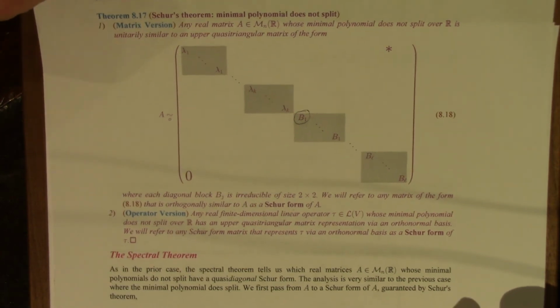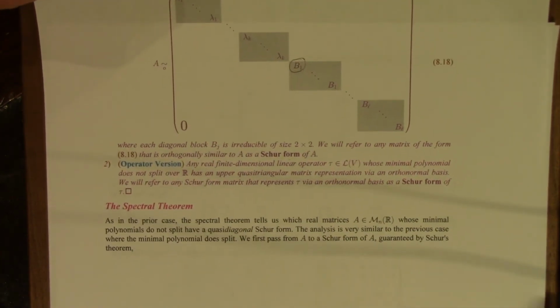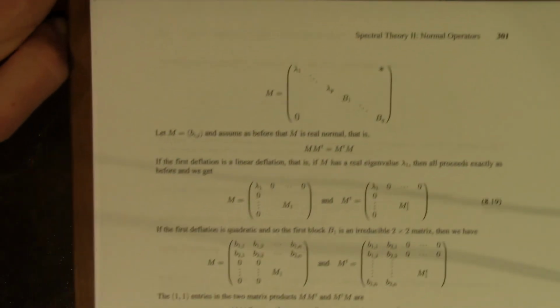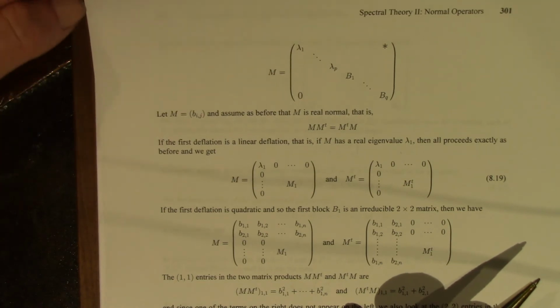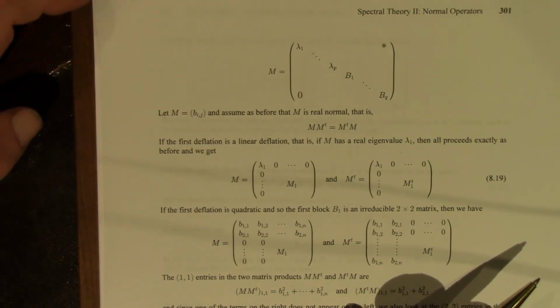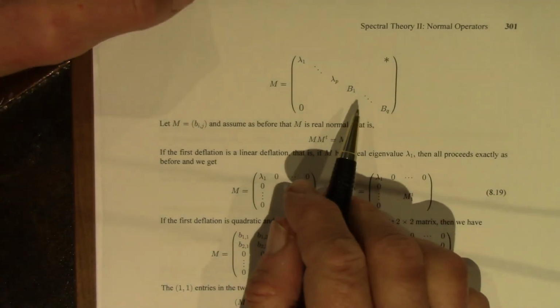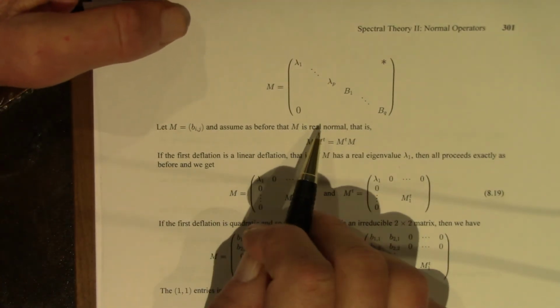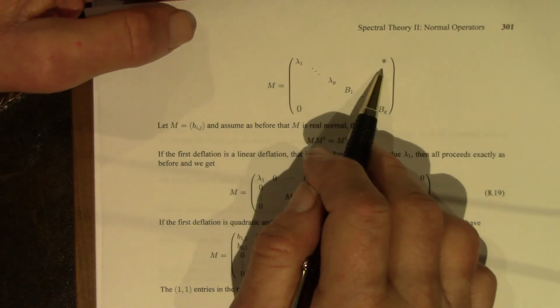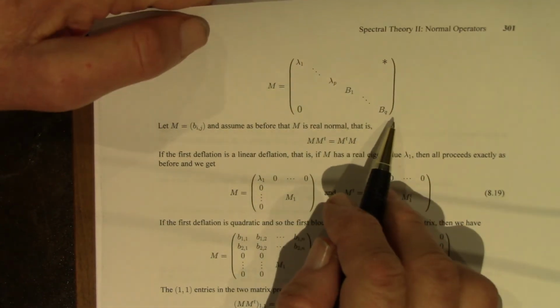As in the prior case, the spectral theorem tells us which real matrices whose minimal polynomial doesn't split have a quasi-diagonal Schur form. And the analysis is very similar to what we did in the somewhat simpler case. Here is an upper quasi-triangular matrix. We want to know when the asterisk represents only zeros, so we get a quasi-diagonal matrix.